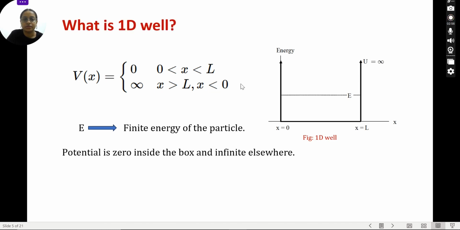This diagram shows how this looks. Here we can see that Vx is 0 from 0 to L, and beyond that it is infinite. At x is equal to 0 and at x is equal to L, it suddenly drops from infinite to 0. And we will give some finite energy to the particle, and then we will see its behavior, the probability of finding the particle inside this well, etc. And we'll be seeing this for a particle like an electron in the next part.